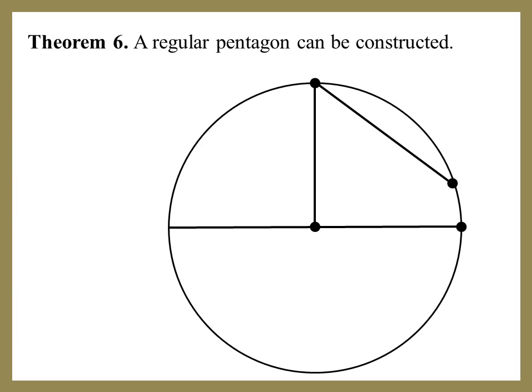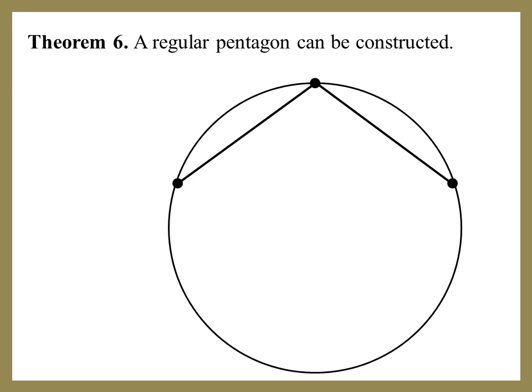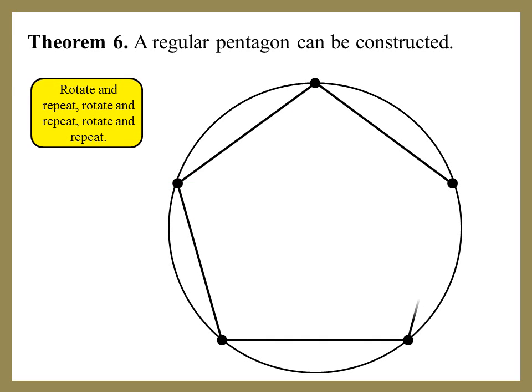We now repeat this process by reflecting the process to the left side of the vertical radius. Repeat the process 3 more times to get a regular pentagon.